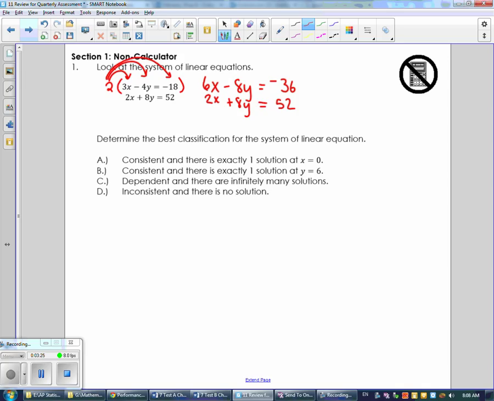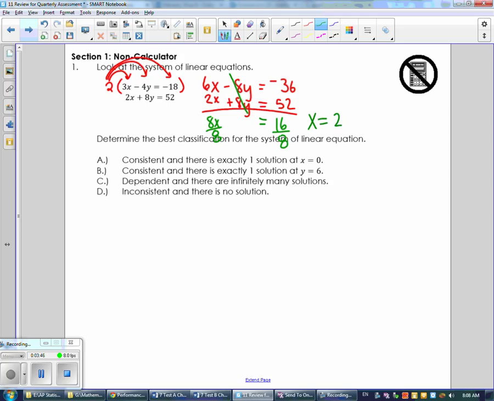Okay, now that I've modified my first equation, I can see that my y variable is going to be eliminated. Now I can add my x's together, and I'm going to have an 8x, and that's going to equal 16. If I divide both sides by 8, I learn that x is equal to 2.